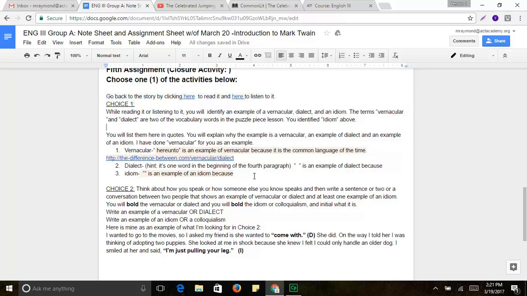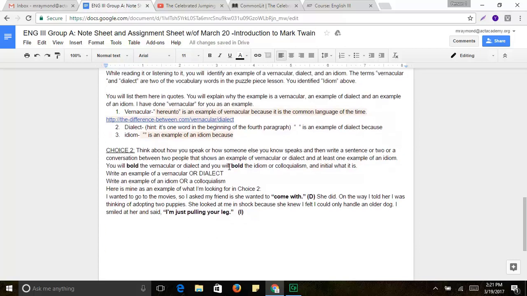So that's choice one. Choice two, think about how you speak or someone else you know speaks, and then write a sentence or two or a conversation between two people that shows an example of vernacular or dialect, or at least one example of an idiom. You will bold the vernacular or dialect, and you will bold the idiom and colloquialism and initial what it is. Okay? So follow along here.